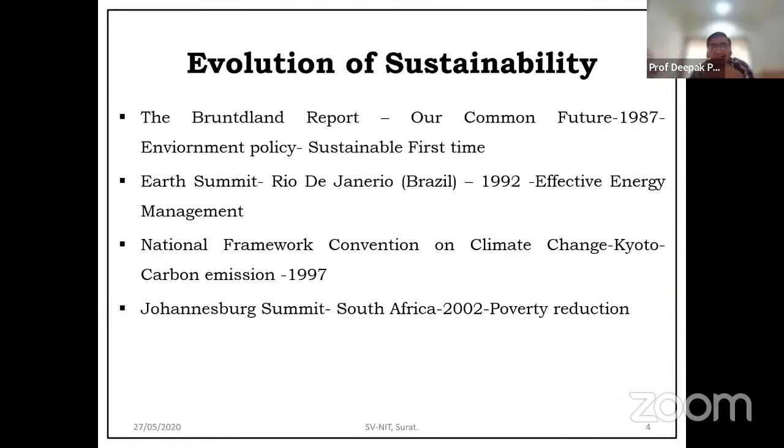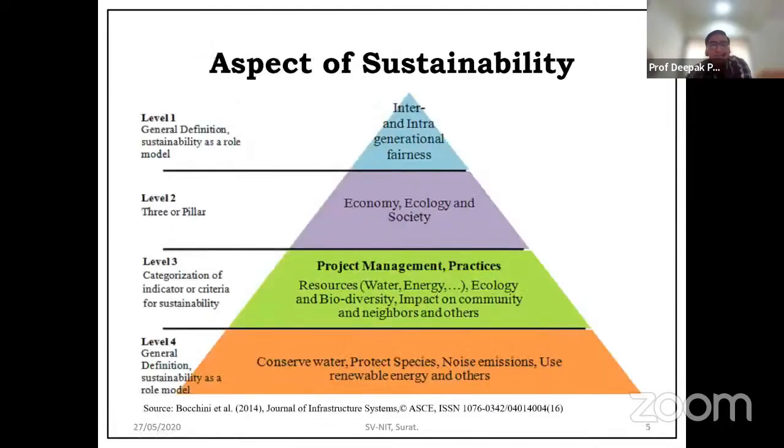Then we will further discuss what the difference between sustainability and resilience is later on. Here you can see these words came into practice after the Earth Summit held in Rio de Janeiro, and it was again discussed in the Kyoto climate convention on carbon emissions in 1997, and in 2002 at the Johannesburg summit in South Africa. It was about poverty reduction. So after this century started, sustainability generally came into practice, and many practitioners and policymakers started to emphasize sustainability.